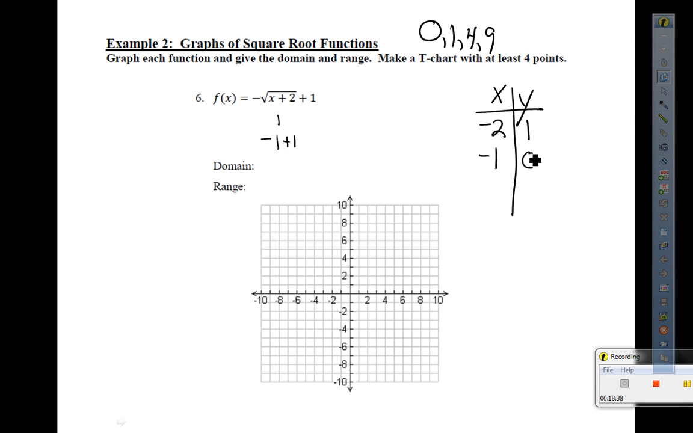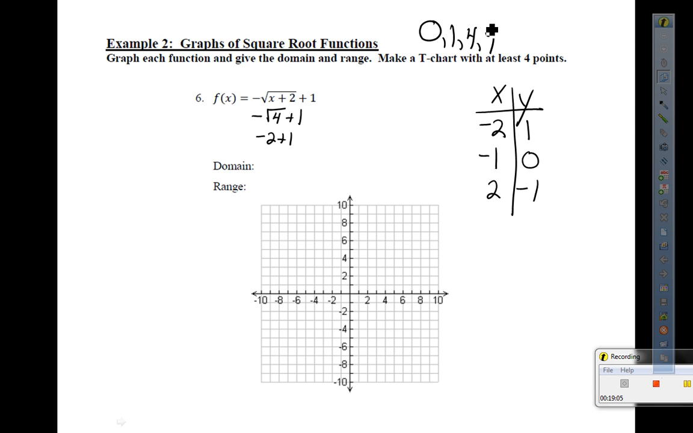Now let's pick on a 4. Something plus 2 is 4. What's that something? Well, it's a 2. So now here goes. Let's go get the number. 2 plus 2 is 4. So I got the square root of 4 plus 1. Really, I got the negative square root of 4 plus 1. So I got negative 2 plus 1, which is negative 1.